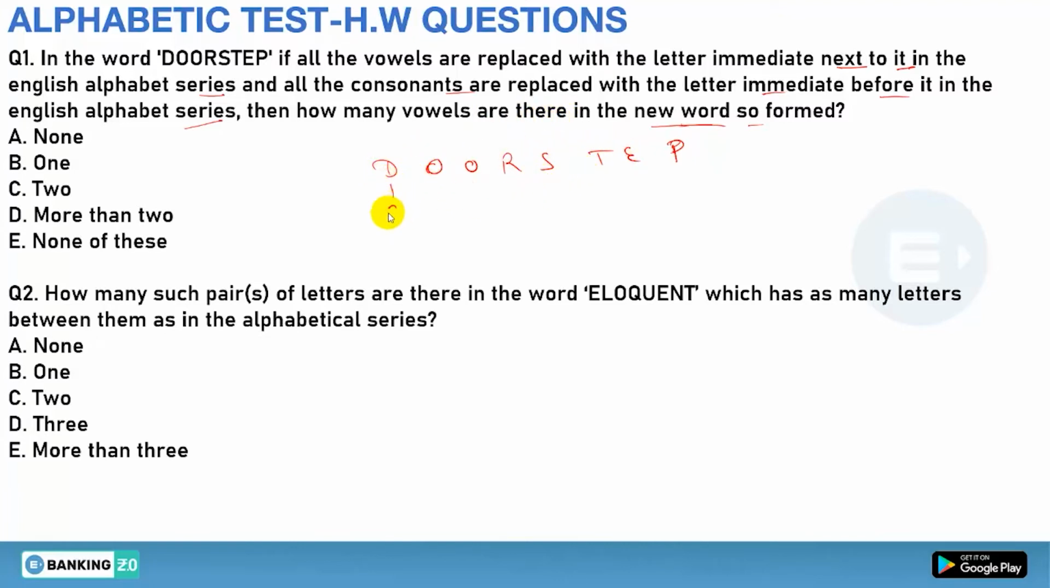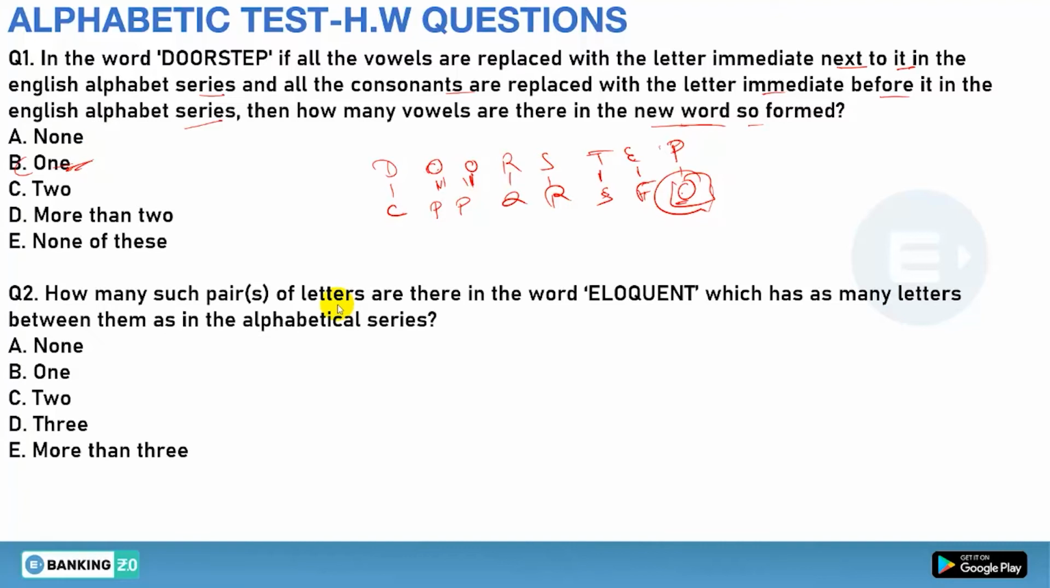So before D it should be C. Now it is a vowel and we will be using the next letter. So after O it should be P, and P. Now before R what will be there? Q. Now before S what we need? R. Before T, because it is a consonant again, it will be S. Now it is E, so it's a vowel. After that it will be F, and there you have P, so before P it should be O. Done. Now we have to see how many vowels are in the new word. There is only one vowel, that is this one, O. So the answer will be option B, that is 1.